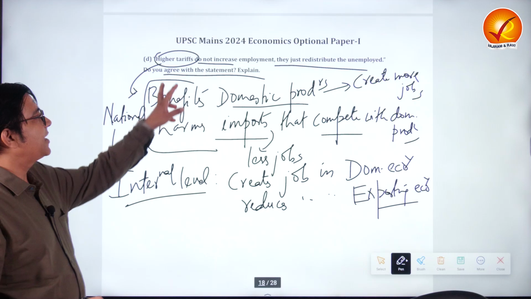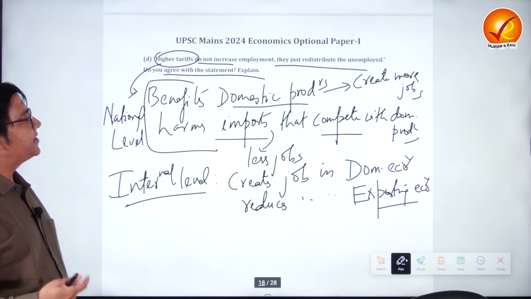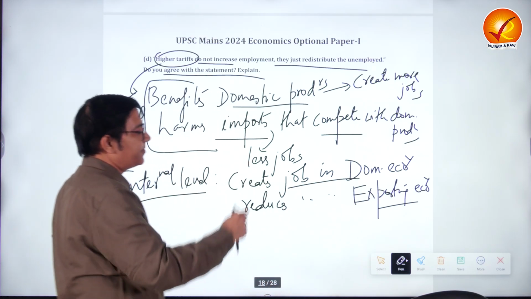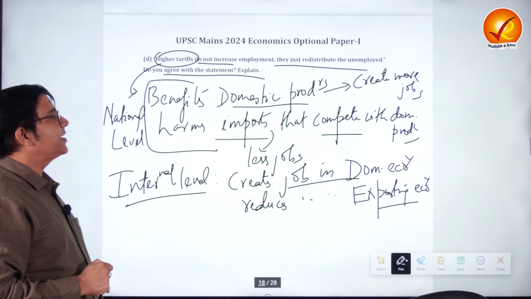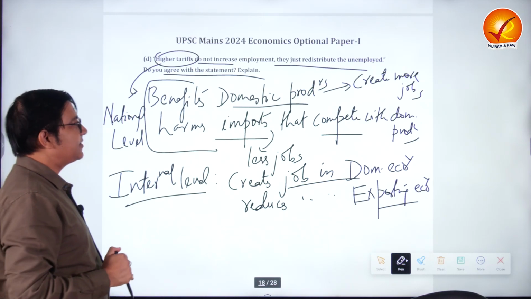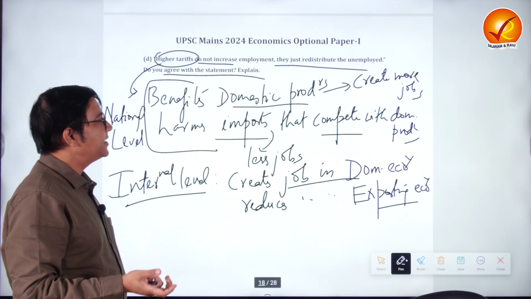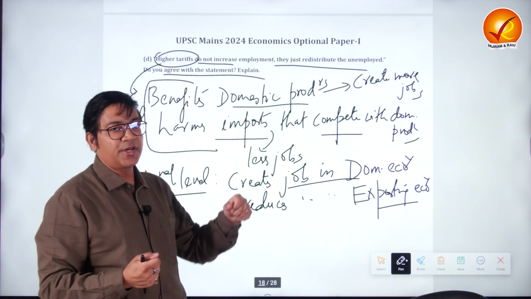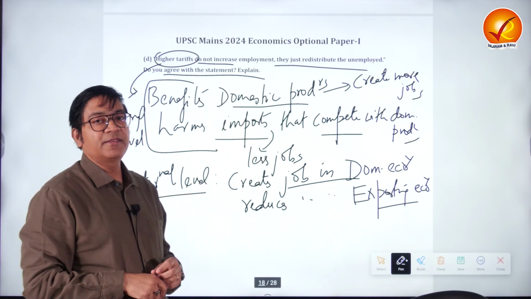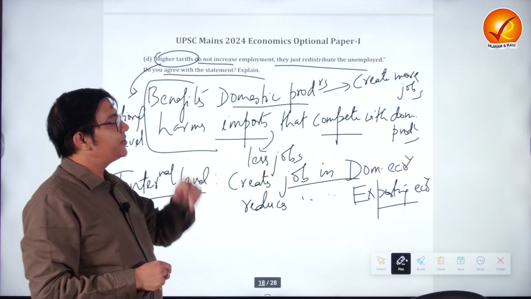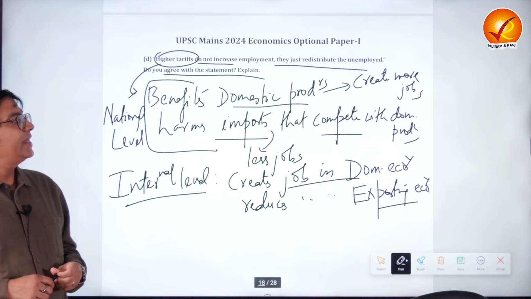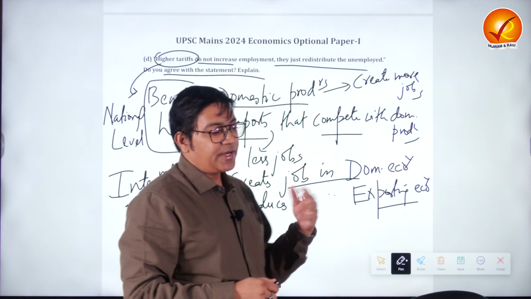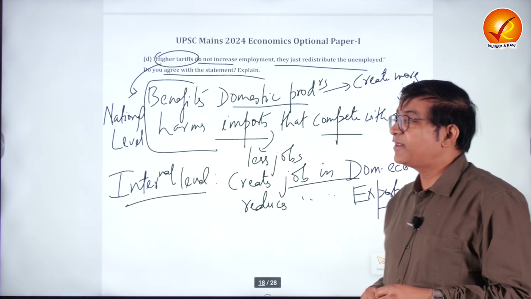So in that context, this argument seems to be correct. It's redistributing unemployed. So maybe in my country I am creating more jobs, but in some other country I am creating more unemployed. But things are never that simple. There are other issues also. You can write them briefly. Like it also depends upon whether the tariff is being imposed on a labor intensive or capital intensive commodity. If it is being imposed on a capital intensive commodity, then it may not have much impact on employment in either case. Okay. If it is on a labor intensive commodity, then it is likely to.